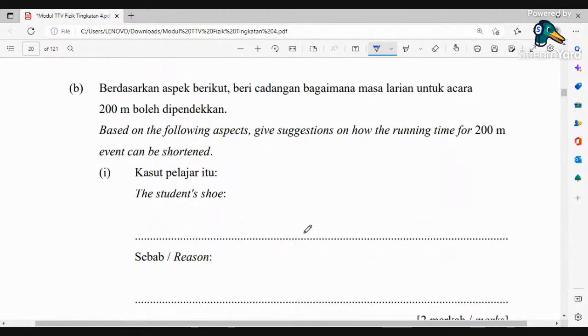Okay, soalan B, based on following aspect, give suggestion how the running time for 200 meter event can be shortened. Okay, macam mana nak pergerakan dia lebih laju. So for the student shoe, we want to avoid a slippery ground. Okay, so dia boleh guna shoes with ada paku dekat tapak kasut dia. Ada studs, ada paku.